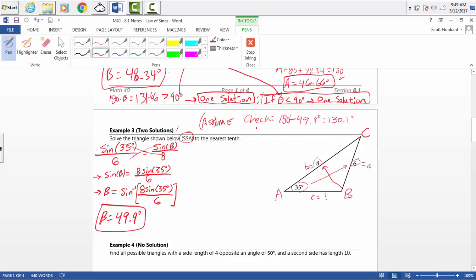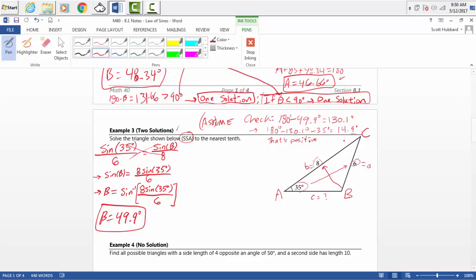So then the last step is you say, okay, do 180, take away 130.1, take away the original angle, 35 degrees. And that's going to equal 14.9 degrees. So that's positive. So what that tells me is that the other angle could be 14.9.